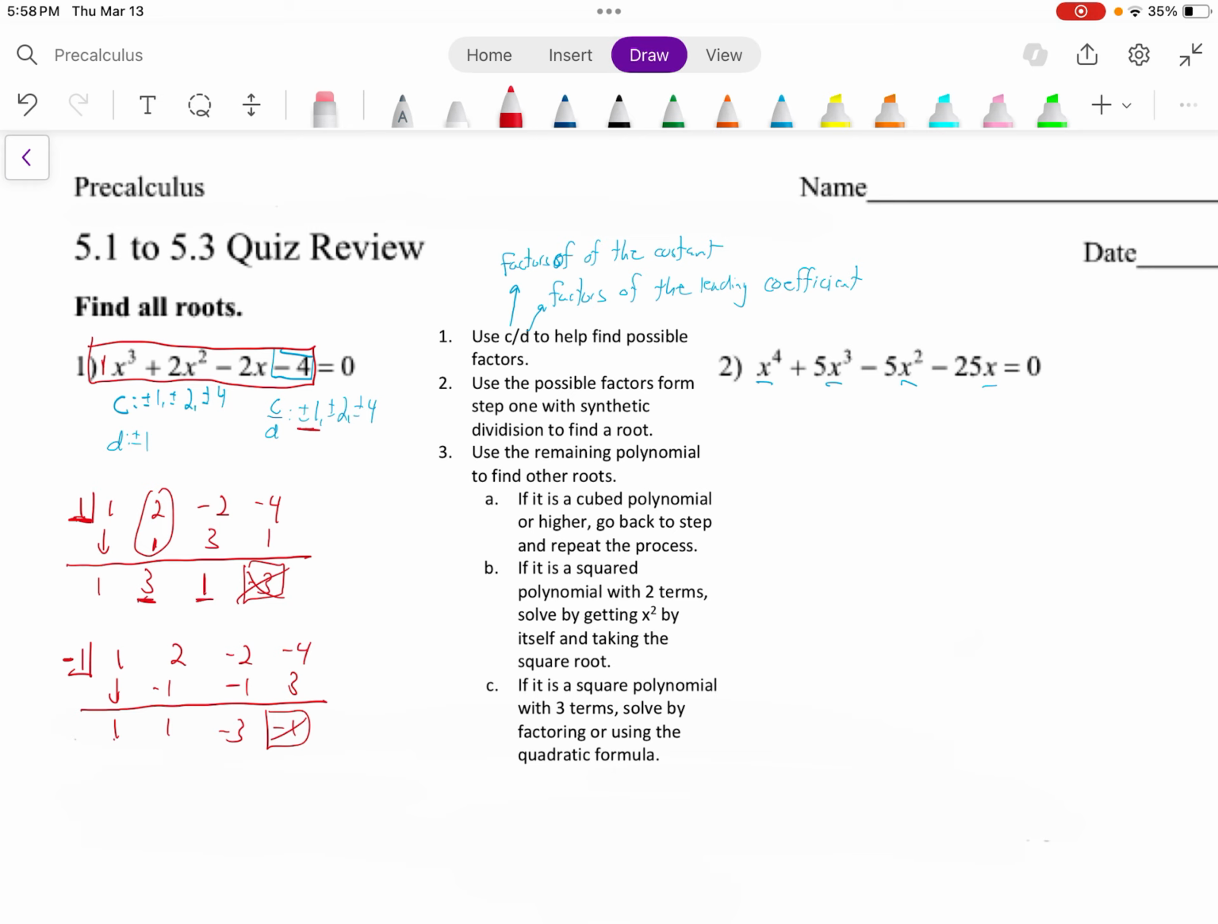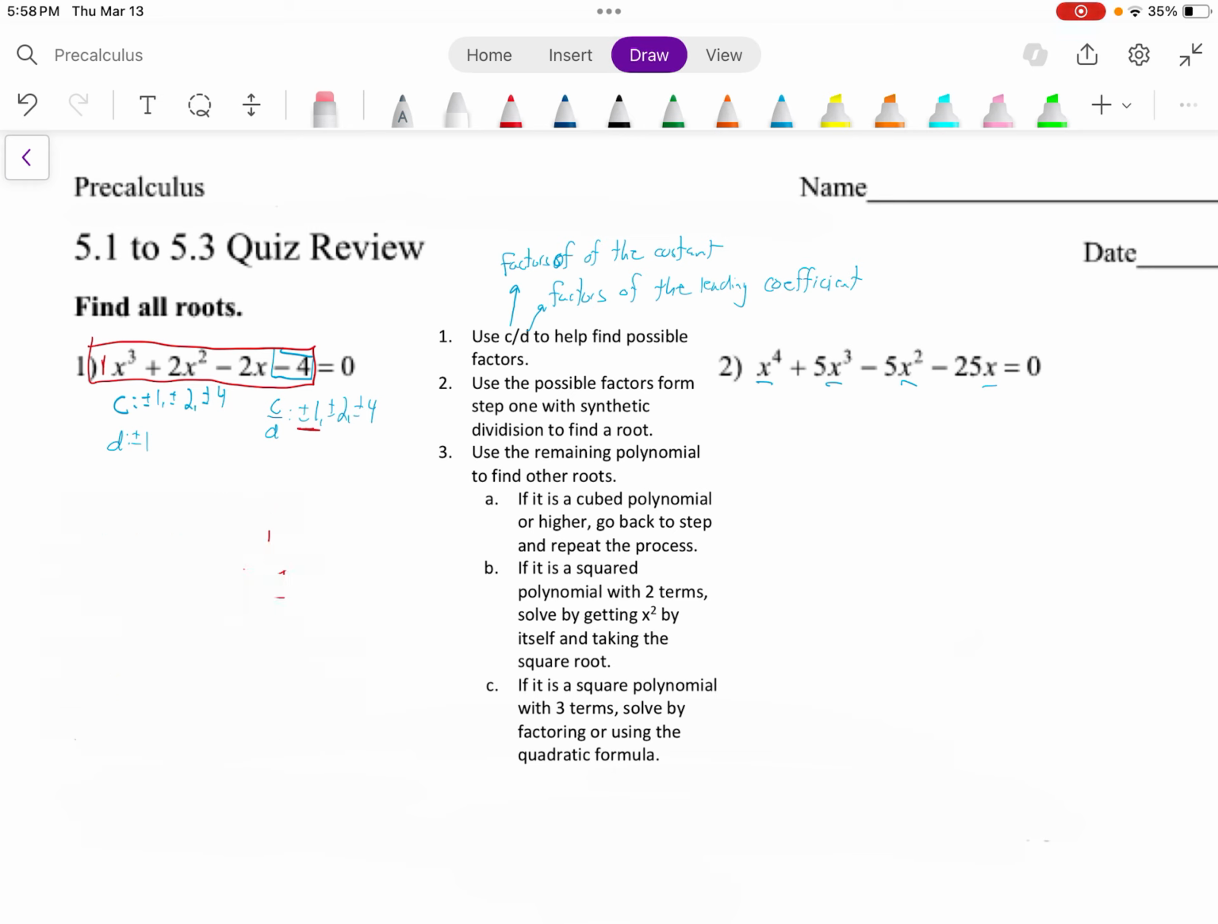Because of room, I'm going to go ahead and erase some of this stuff. So we know that 1 and -1 did not work. So we're going to erase, and we're going to try a couple other numbers. So let's try 2. So now I'm going to try +2.